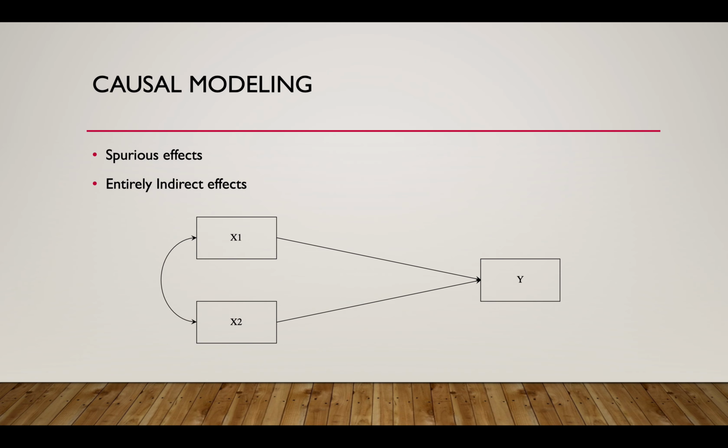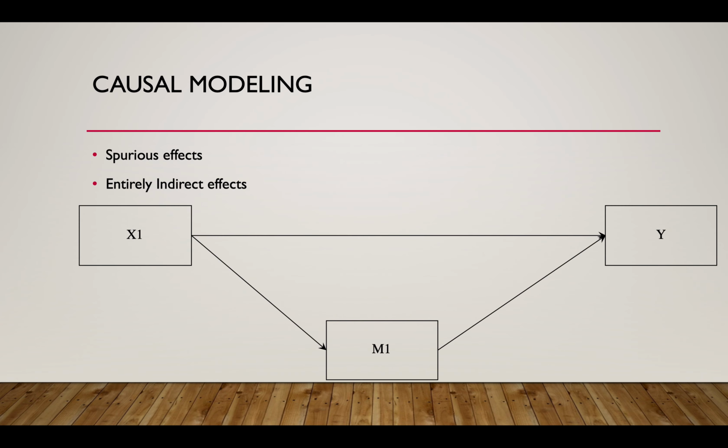Spurious effects occur when, for whatever reason, the relationship between x1 and y is completely due to variance that's been partialed out of x1 because of adding x2 to a model, or because of x1's relationship with x2. Sometimes a suppression effect is a completely spurious effect.